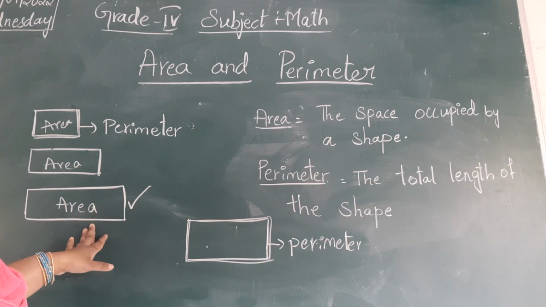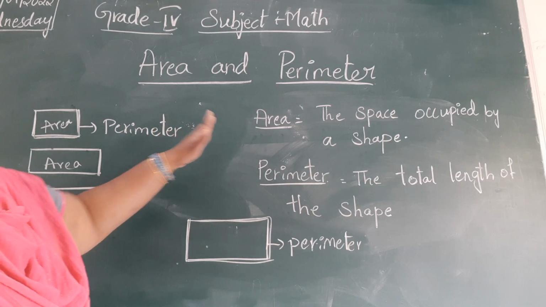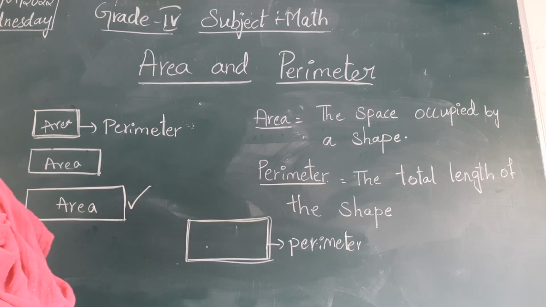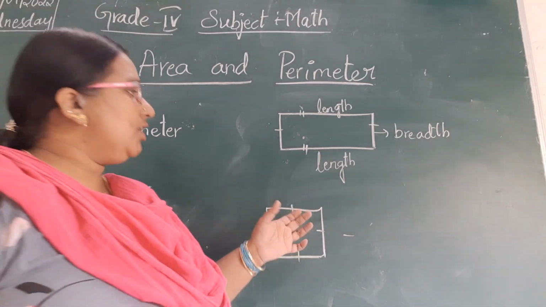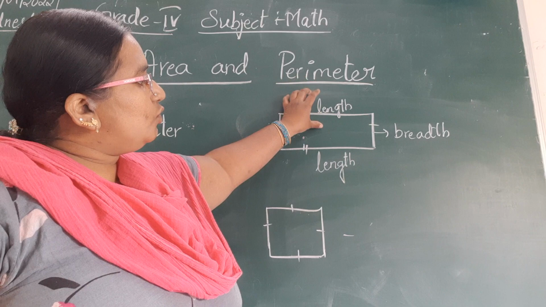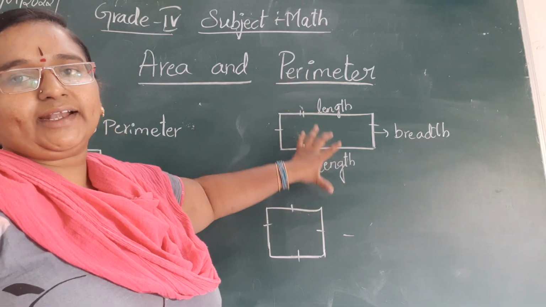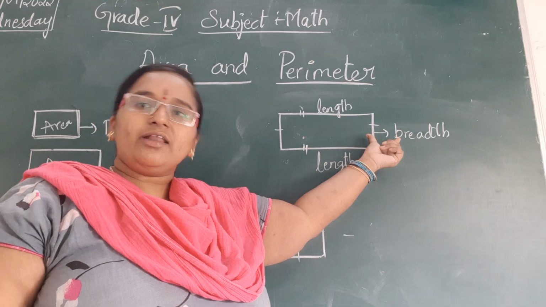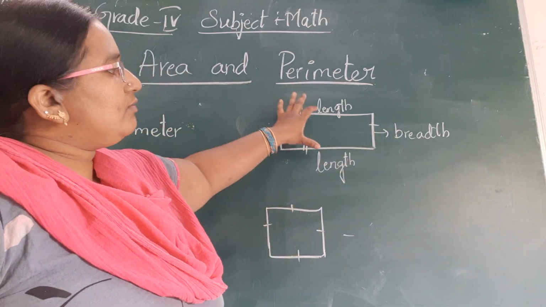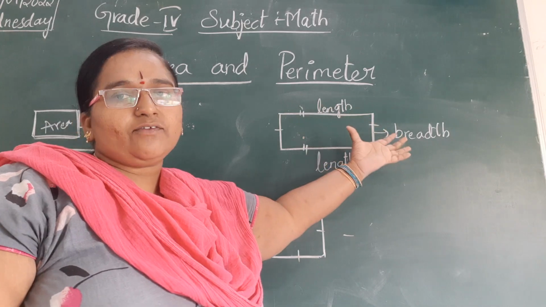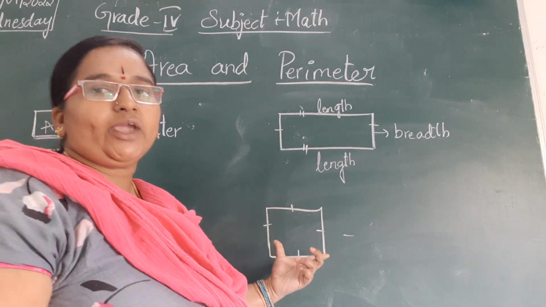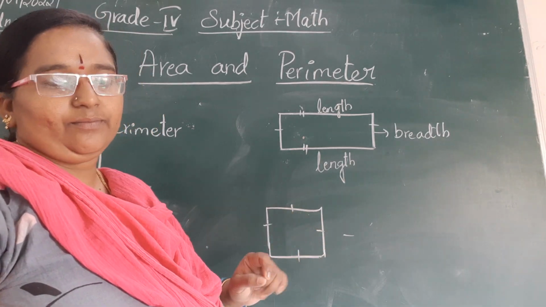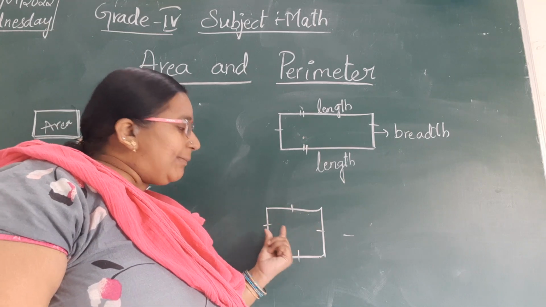In this chapter, we will learn more about the formulas of area and perimeter of a square and a rectangle. In a rectangle, the two lengths are equal and the two breadths are equal, so the length measurement will be the same and the breadth measurement will be the same. In the square, all four sides are equal.